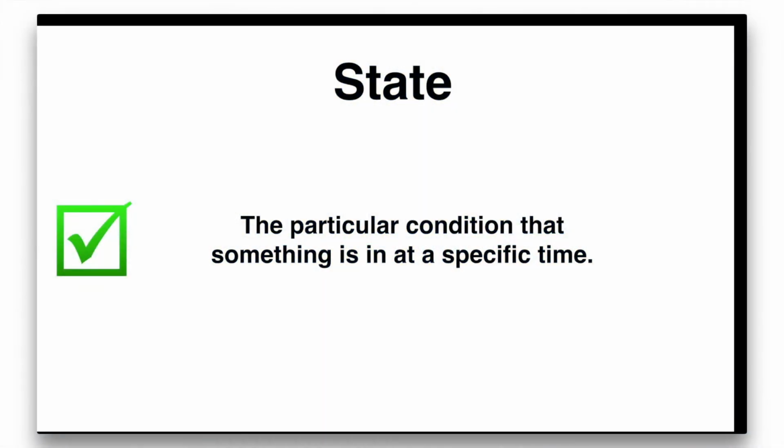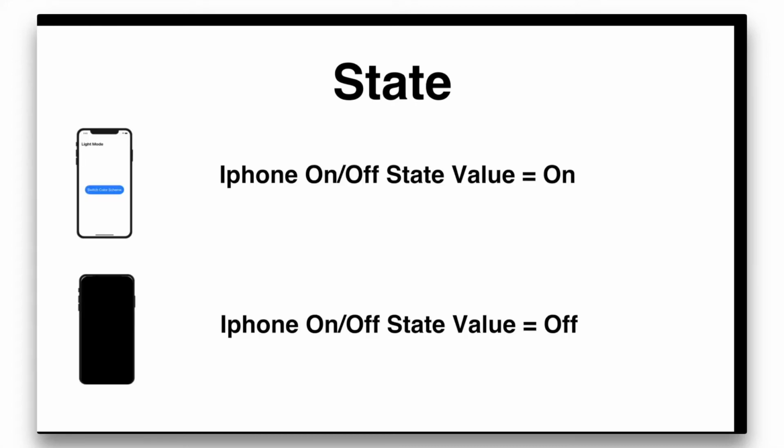Oh hi, in this video we're going to look at SwiftUI's state properties. A common definition of state is the particular condition that something is in at a specific time. So for example, if we have an iPhone that is switched on, we could say its condition at that time, or one of its state values, is on. And if we have an iPhone that's switched off, we could say that its condition at that time, or one of its state values, is off.